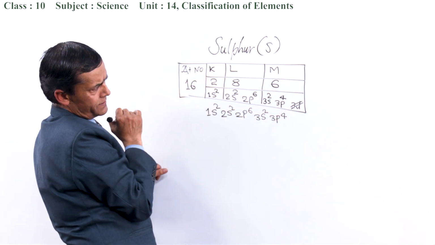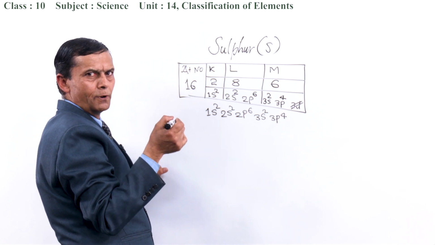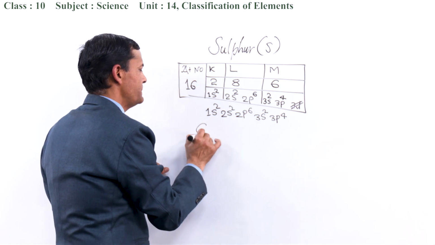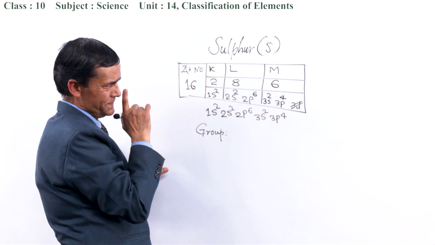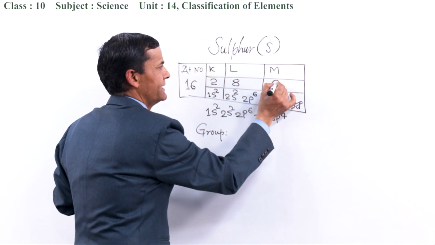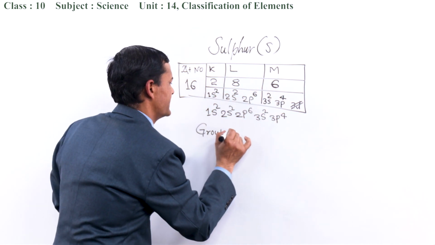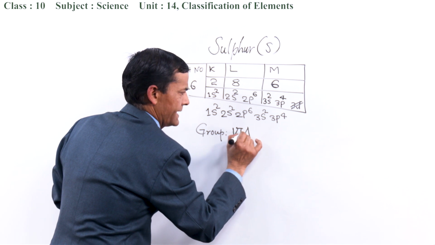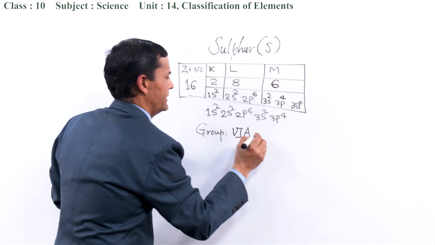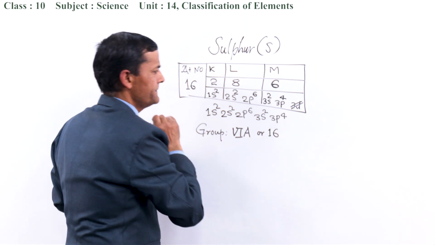According to this electronic configuration, we have learned to determine the group, period and block also. Remember, its group is, try to find what is its group. Sure, yes, look here, there are 6 electrons in the valence shell, so it is in group 6A, VIA, or in number it is group 16.